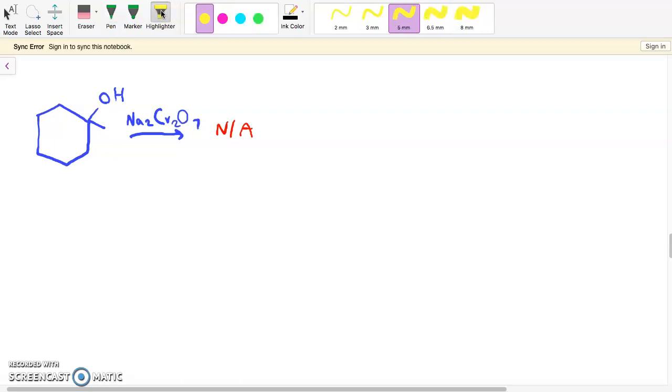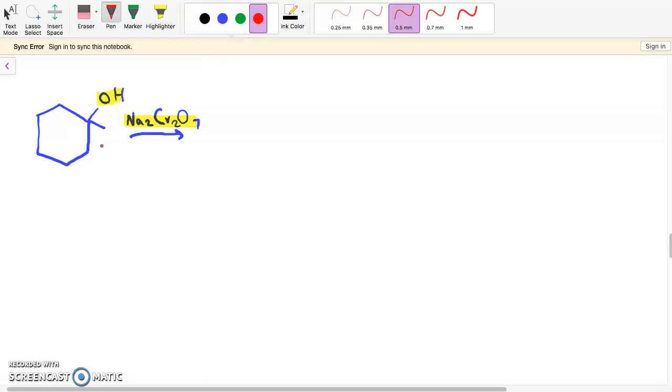So again, start by identifying your functional groups. We have an alcohol here, and we have dichromate here. Again, an introductory chemistry course says whenever you see chromate, oh, I guess I already have the answer here, so let's just pretend that did not happen. So whenever you have chromate, it's usually oxidation of alcohols.